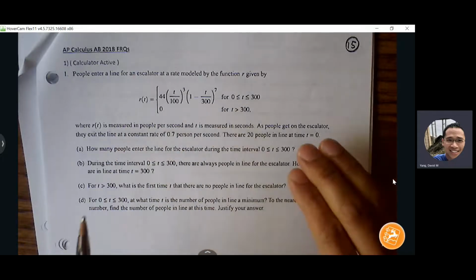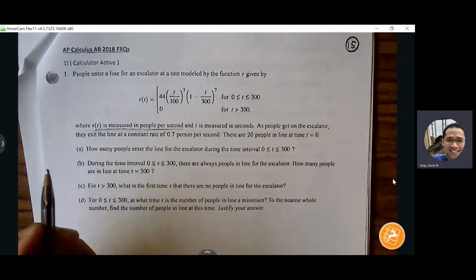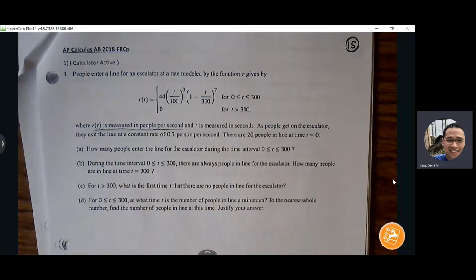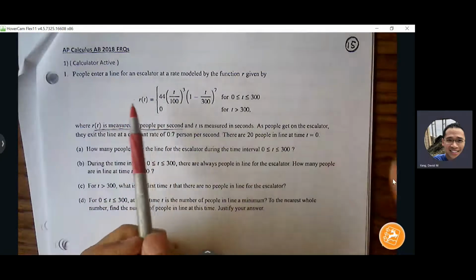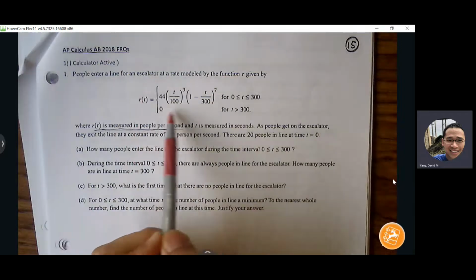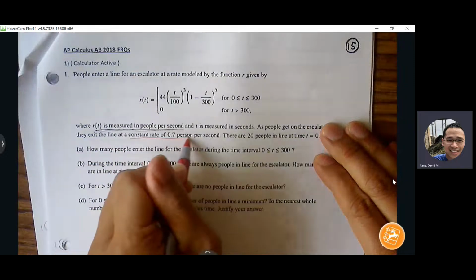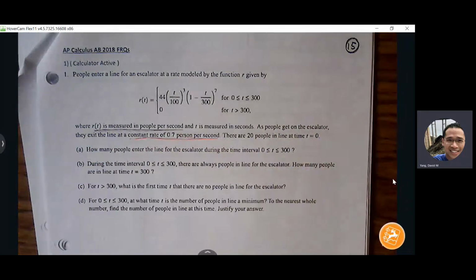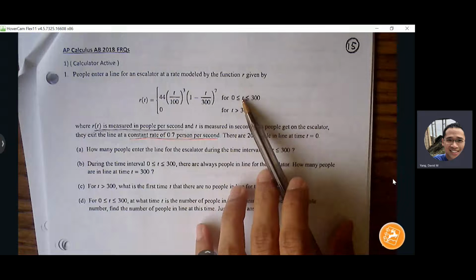R of t is measured in people per second, the rate, and t is measured in seconds. As people get on the escalator, they exit the line at a constant rate of 0.7 person per second. So people getting into line follows a formula that changes over time, but people leaving is at a constant 0.7 person per second. There are 20 people in line at time t equals 0. So before we even start, there's already 20 people in line before we start the timer.